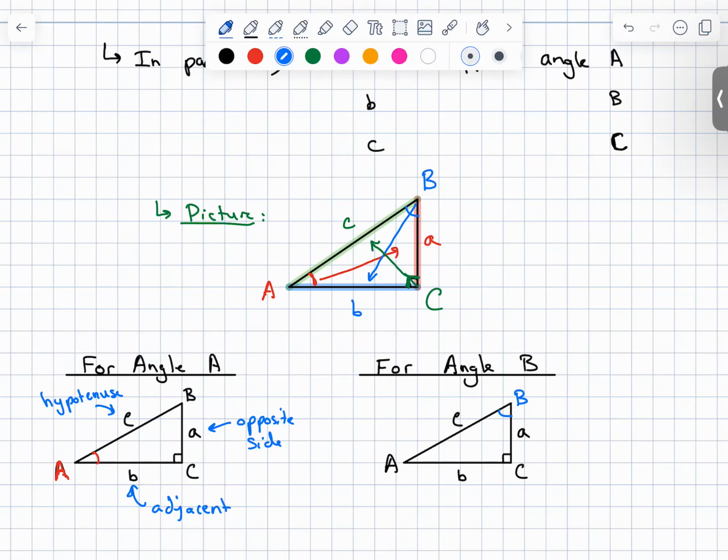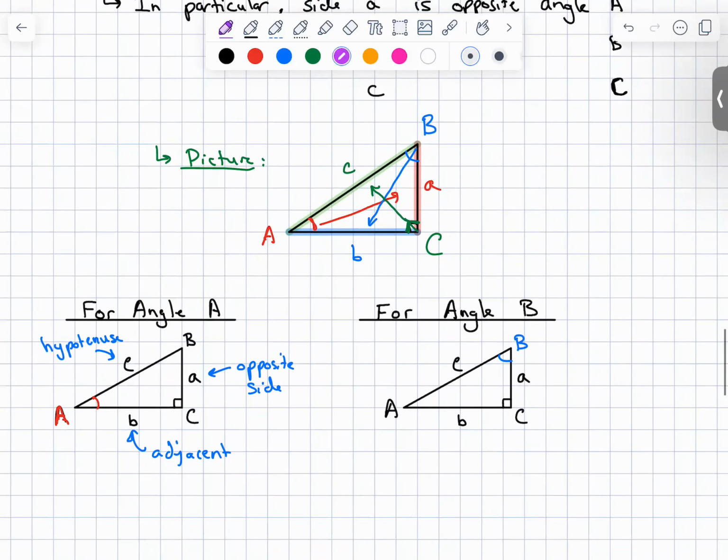For angle B, the opposite side length is the floor. This is the opposite now. And a is now the adjacent. And c is still the hypotenuse. So it matters which angle you're using, because the opposite and the adjacent change. They flip. But the hypotenuse always stays. That's right.